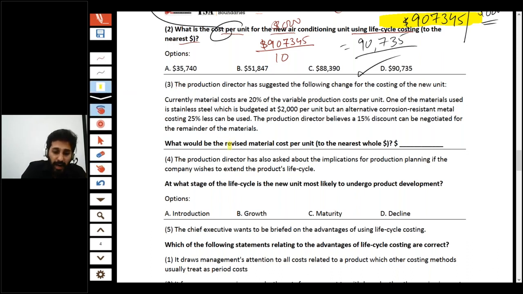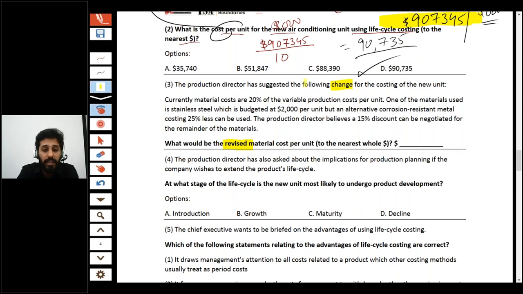What would be the revised material cost? They are bringing some change in the costing, and so definitely when there is a change, the cost would be revised. Okay. So the production director has suggested the following change for the costing of the new unit. Currently, the material costs are 20% of variable production costs.